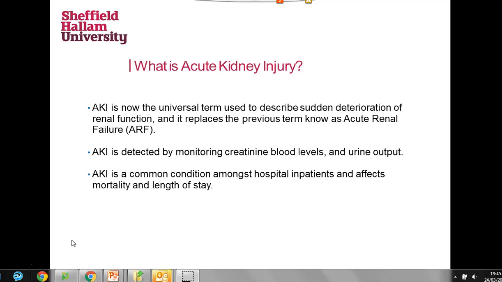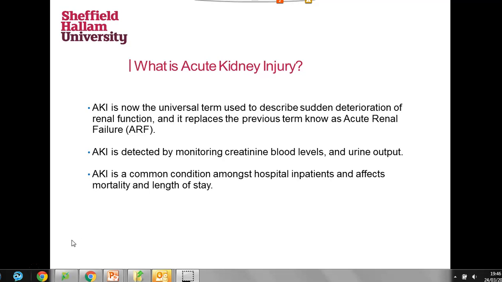So AKI, or acute kidney injury, is detected by two measures. One is measuring the blood creatinine level, and secondly by measuring the patient's urine output. And you've probably seen and heard of both of those things being done if we start to think a patient might be suffering from acute kidney injury.